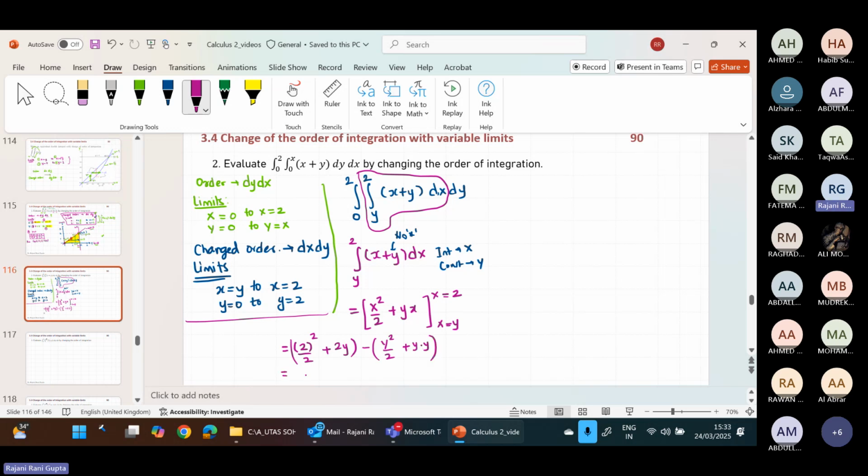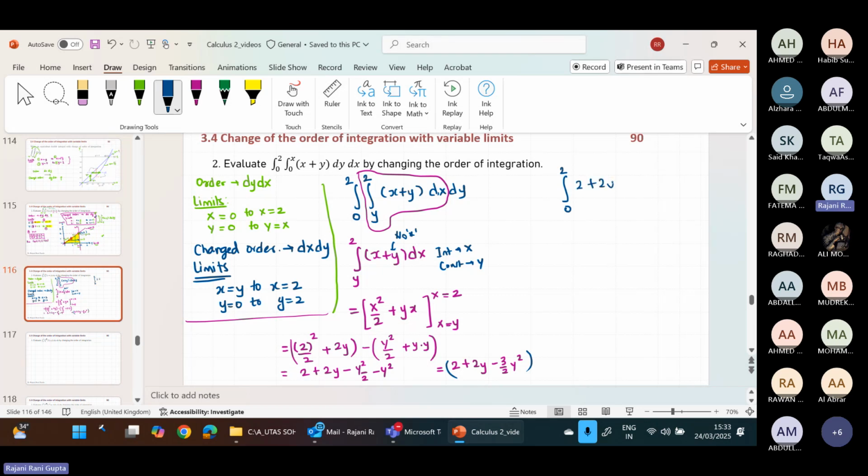When you simplify it, you will get 2 plus 2y minus y square over 2 minus y square, because y times y is y square. On simplification, this gives you 2 plus 2y minus 3 by 2 y square, or you can write 1.5. Both will be the same. Now, for the other part, 0 to 2, use this value.